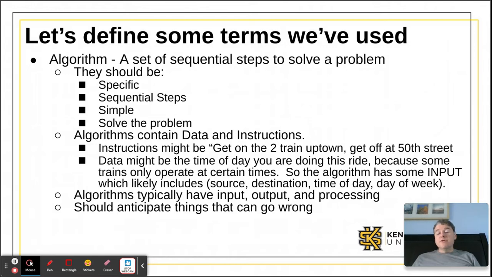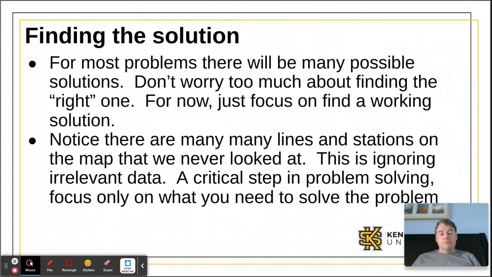Algorithms typically have input, output, and processing. So the inputs, as I say, are things you're giving the algorithm, the outputs are things that are coming back, and the processing is what the algorithm is actually doing. The final thing I'll mention about an algorithm is that a big part of writing an algorithm is thinking about everything that could possibly go wrong.